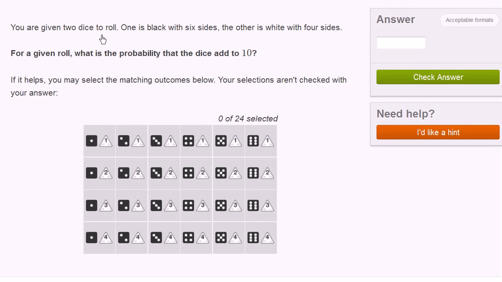We are given two dice to roll. One is black with 6 sides. The other is white with 4 sides. So a 4-sided die is kind of a pyramid-looking thing. It has exactly 4 sides. So for a given roll, it would be a pyramid with a triangular base.